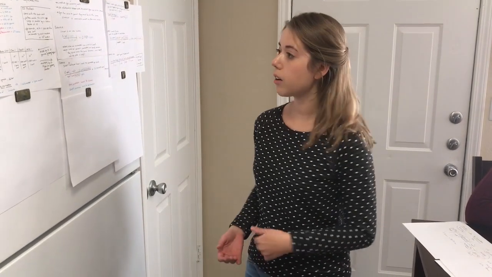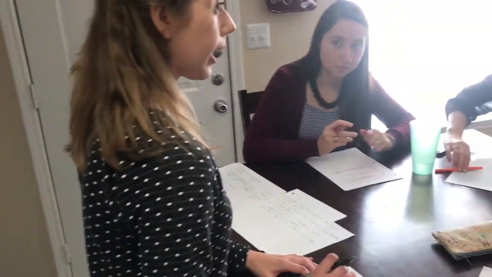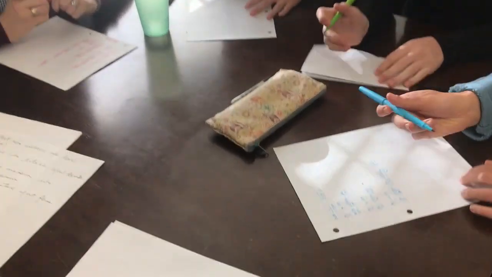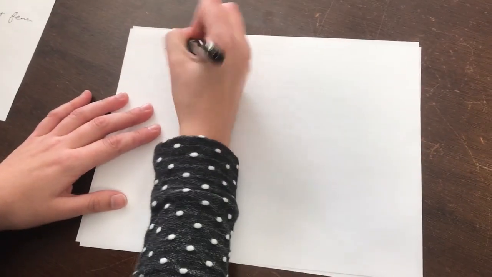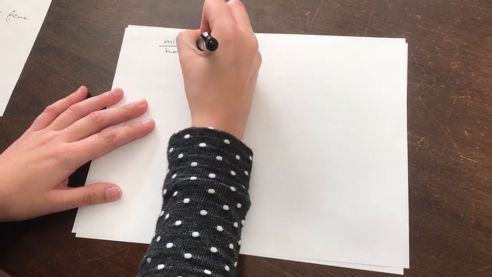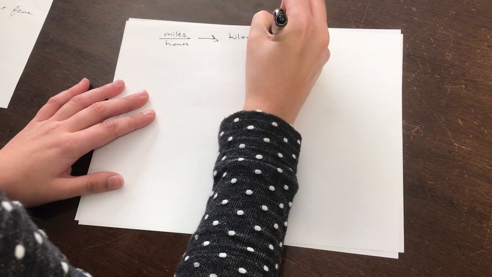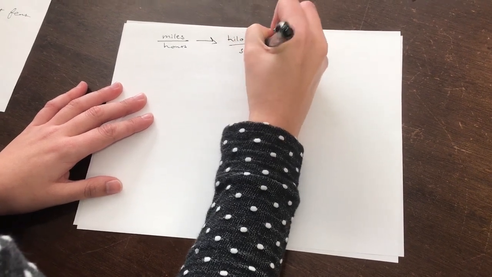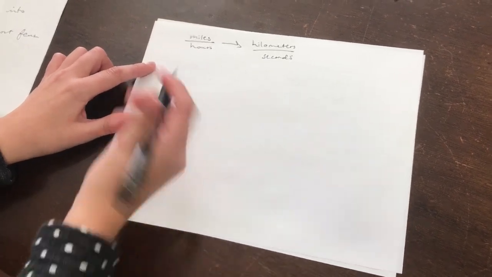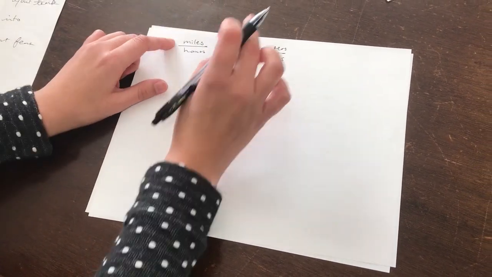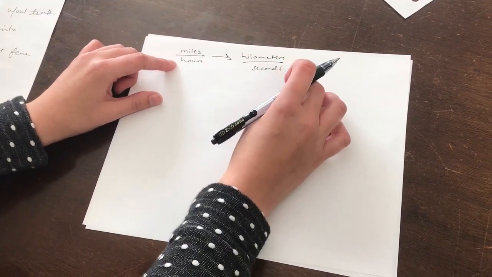So we're going to start off with an example, and we're going to convert miles per hour into kilometers per second. So we're going to start by writing miles over hours, and we're going to convert those to kilometers over seconds. And that'll give us our starting point. So we know that when we end, the length still has to be on the top and the time still has to be on the bottom.